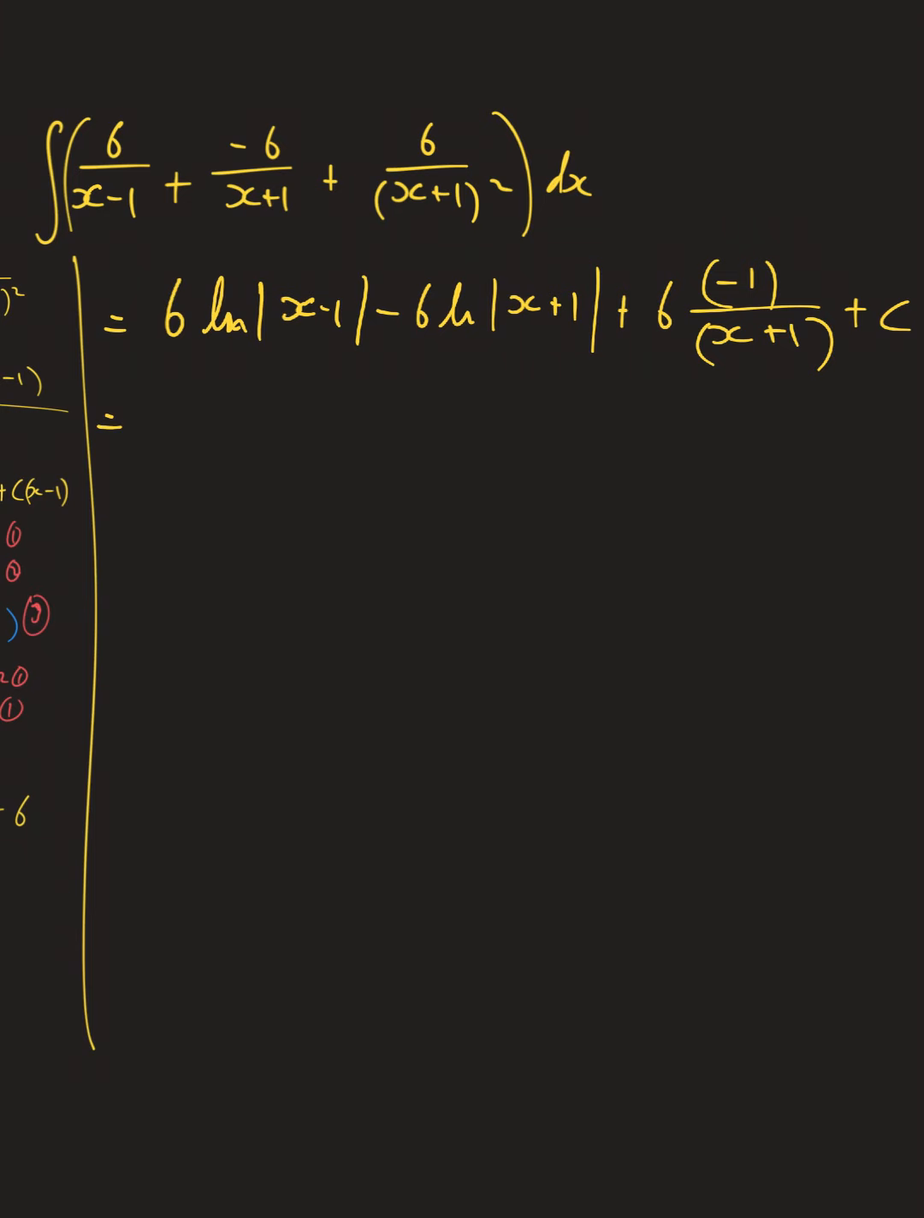So my final answer would be 6 times the log of x minus 1 minus 6 times the log of x plus 1 minus 6 over x plus 1 plus c. So there's an example with repeated factors in the denominator. I'll do an example of the last type where you have an irreducible quadratic in the denominator in the next video.